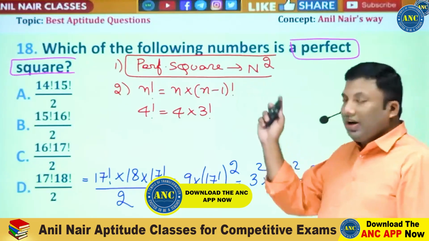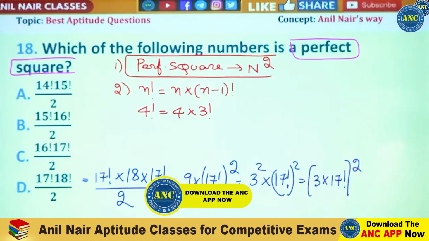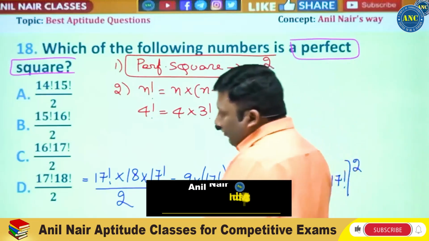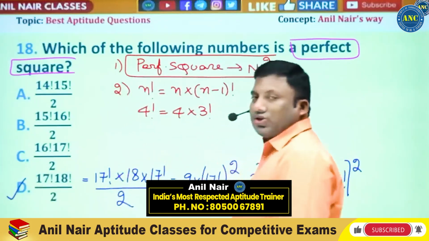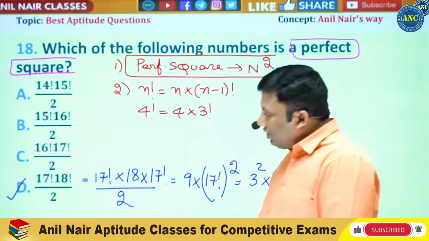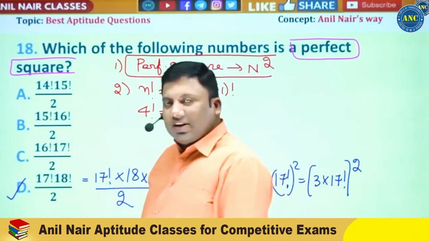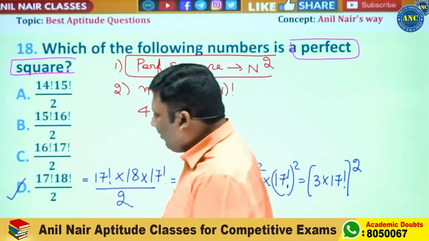Is it of the form square of a number? Definitely yes. So the answer for this question is 17 factorial into 18 factorial divided by 2.